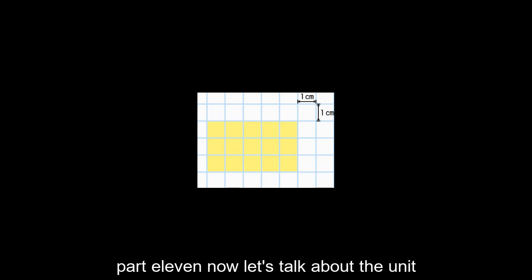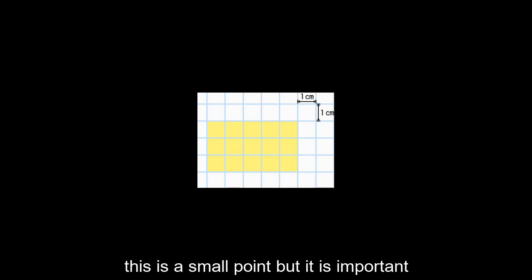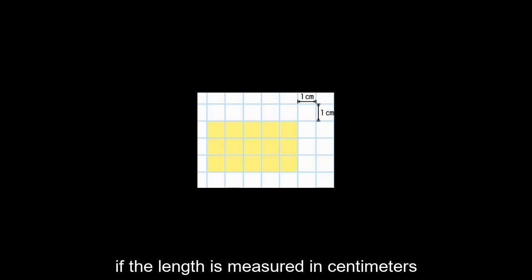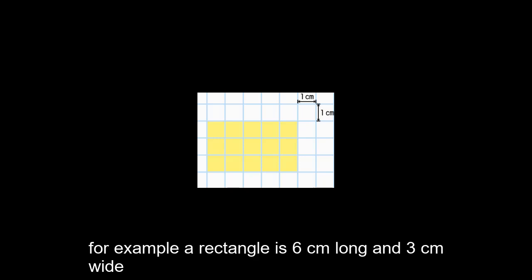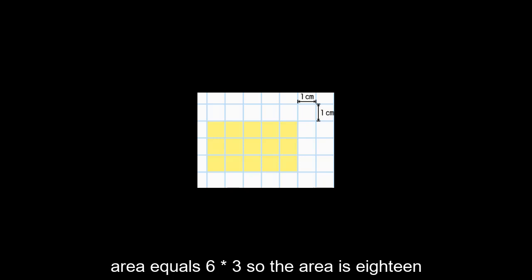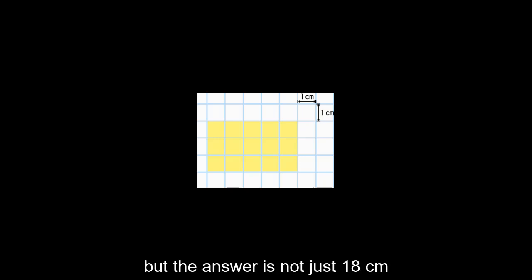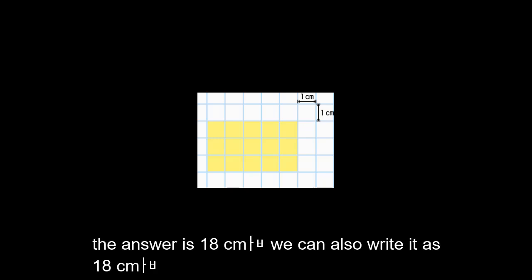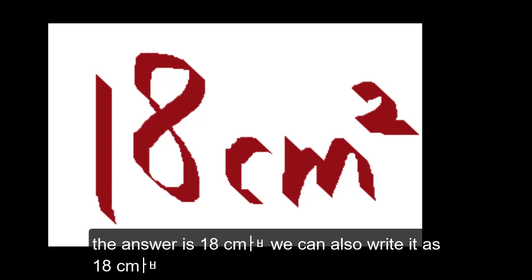Part 11. Now let's talk about the unit. This is a small point, but it is important. If the length is measured in centimeters, the area is measured in square centimeters. For example, a rectangle is 6 centimeters long and 3 centimeters wide. Area equals 6 times 3. So the area is 18. But the answer is not just 18 centimeters. The answer is 18 square centimeters.